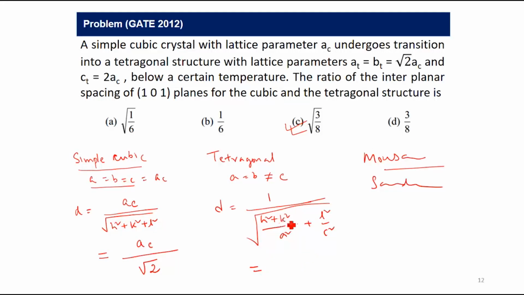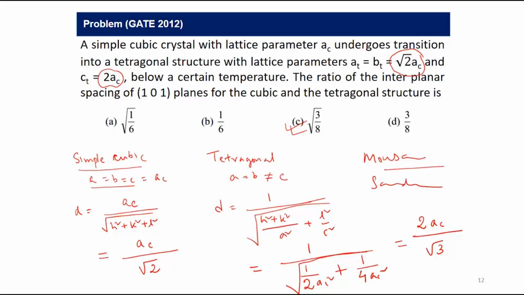This will be 1 divided by h is 1, k is 0. What about a? A square is this one, root 2 AC. So this will be 2 AC square plus L is also 1, and this is 2 AC. So it will in square will become 4 AC square. Okay, there is a square root over this. So if you take the LCM of 4AC square, this is going to become 2AC divided by root 3.